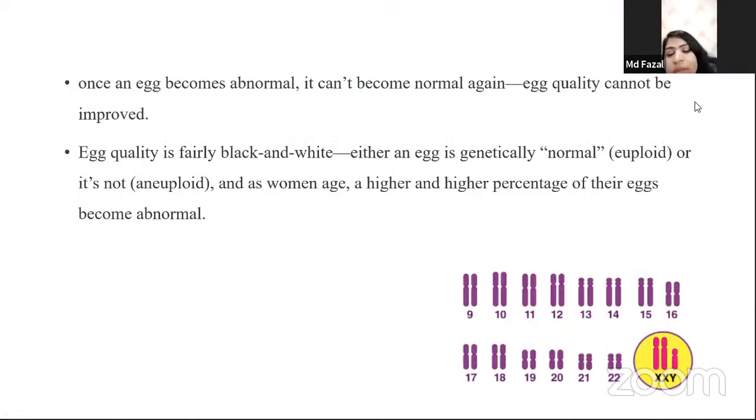So that is how all the autosomes are lined up. And here, as we can see, one egg becomes abnormal and it can't become normal again. Once the egg quality becomes abnormal, suppose all the other autosomes are normal in this, but you have XXY in this, so one extra X chromosome is also abnormal, and we can't rejuvenate it or make it back to normal. Once it is abnormal, all the other cells are going to have it. Next slide, please.